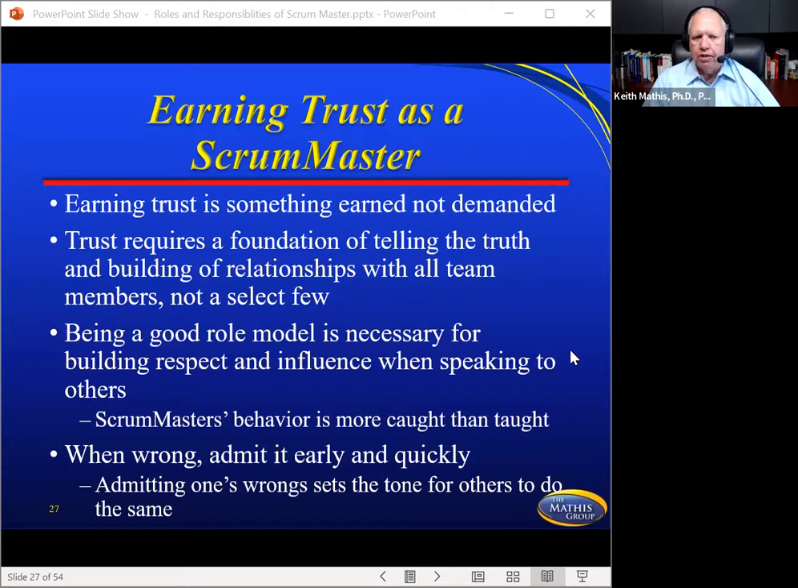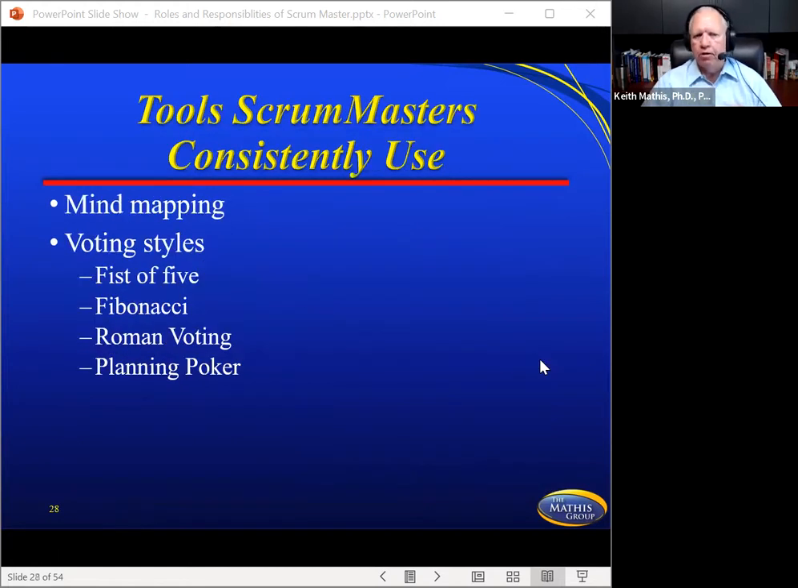Trust requires a foundation of telling the truth, building relationships with all the team members, not just a couple of people that we're buddies with. Being a good role model, we're acting right. We treat people nice. We treat people right when speaking to others. When we behave in a group, how do we behave? And then when wrong, we are willing to admit that we were wrong about something. Sometimes this is kind of difficult for some of us to say, hey, I was wrong. Your idea was better than mine, or I was totally off on that. Admitting a person's wrong will set the tone for others to be willing to do this. And this is going to be the maturity level of that self-organizing team, to be able to do that.